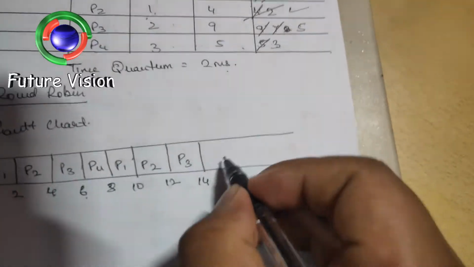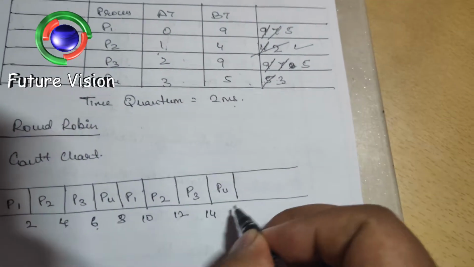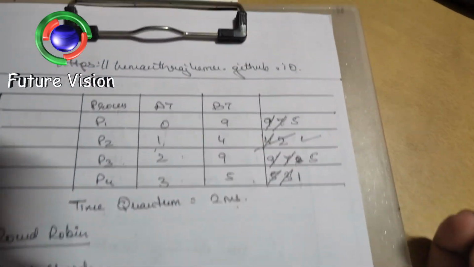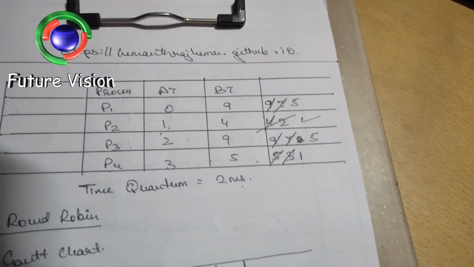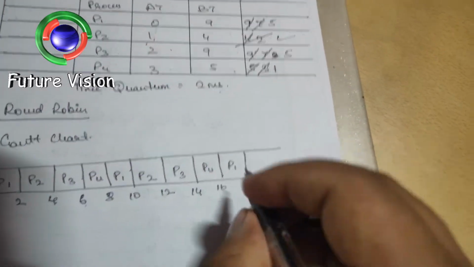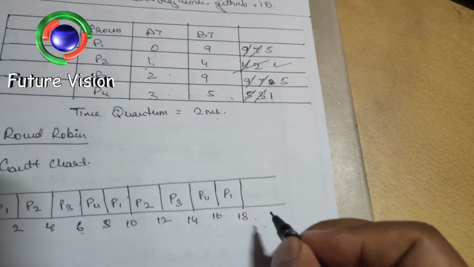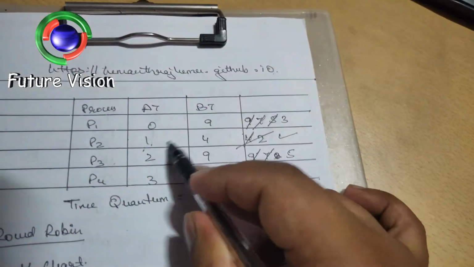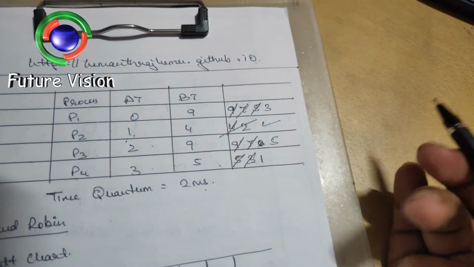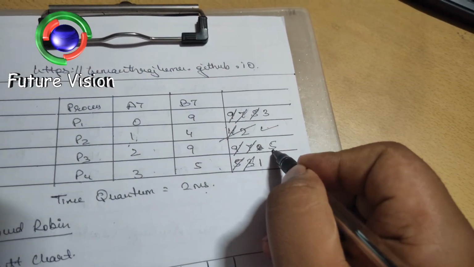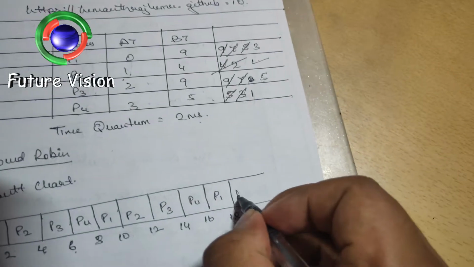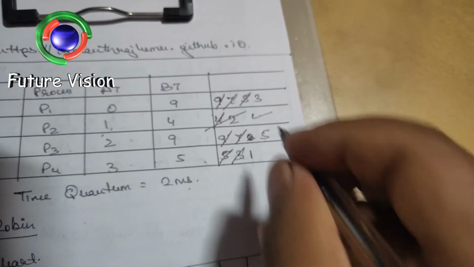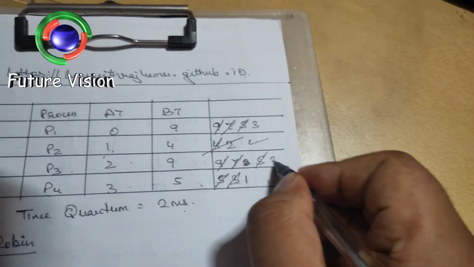Now P4 comes in, it takes till 16, reduced by 2, that is 1. Now again it takes P1, which would occupy 2, again till 18. P1 minus 2, that is 3. Now as P2 has executed completely, we need not consider it. Next P3 takes 5. P3 goes till 20, it executes for 2 milliseconds, leaving 3.